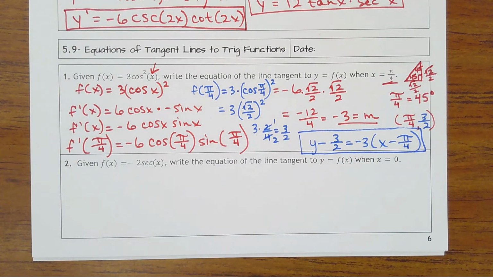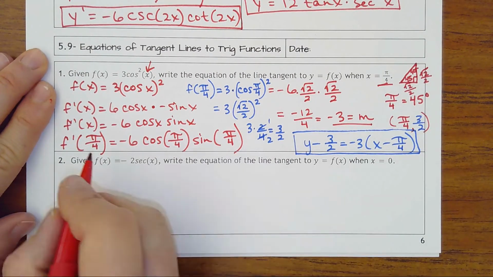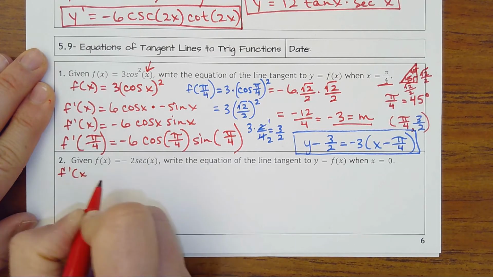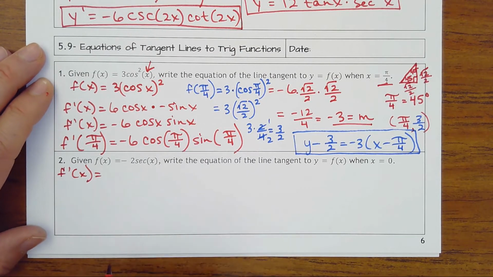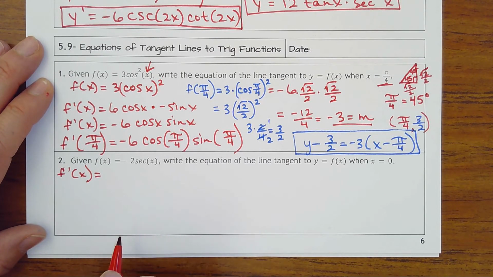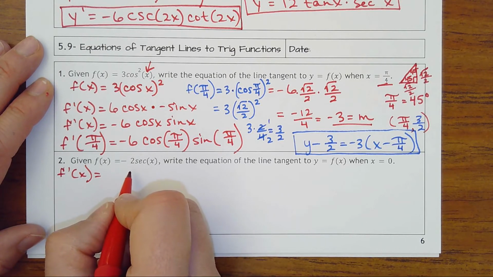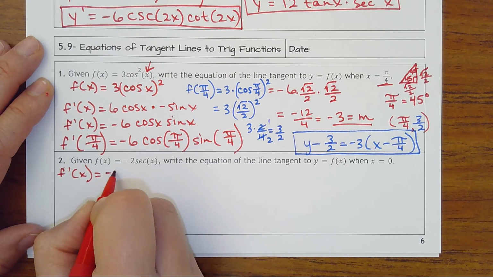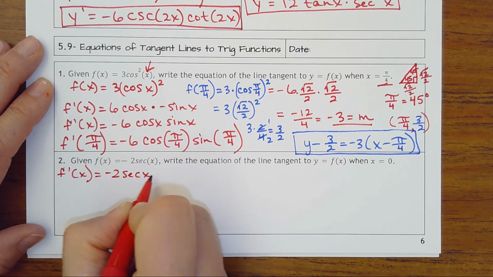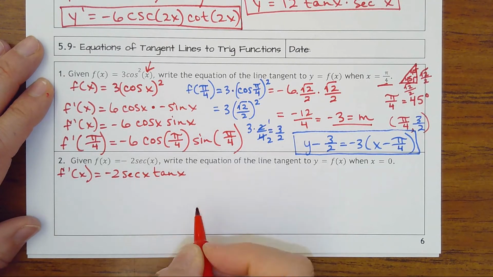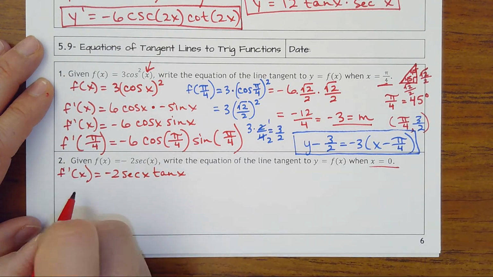All right, one more. We've got f of x equals negative 2 secant of x. So let's find the derivative. It's just a normal, there's no chain rule or anything here. Look up above, we got secant of x is a positive derivative, so we'll have negative 2 secant x tangent x, and we're finding when x is 0.